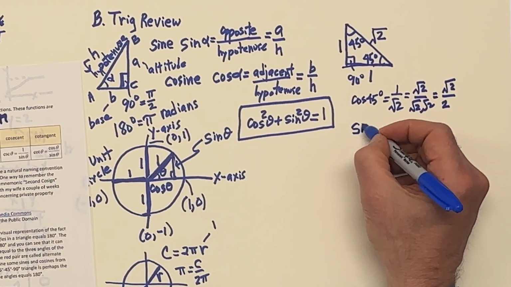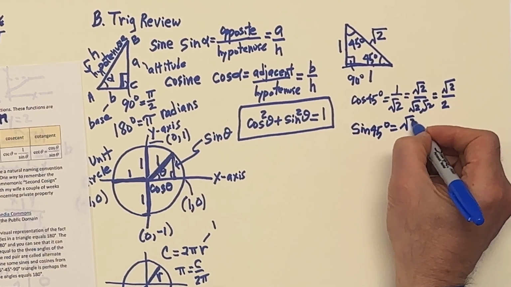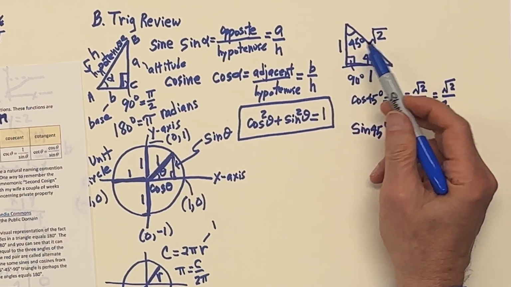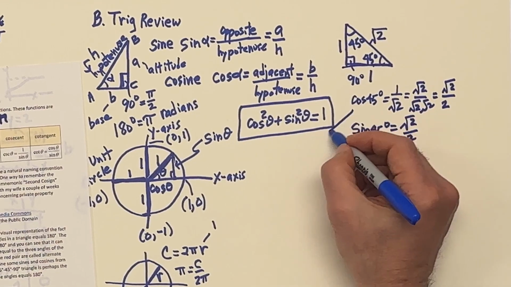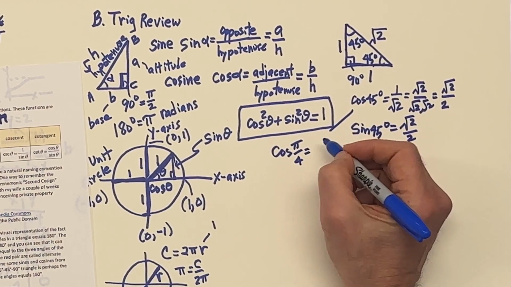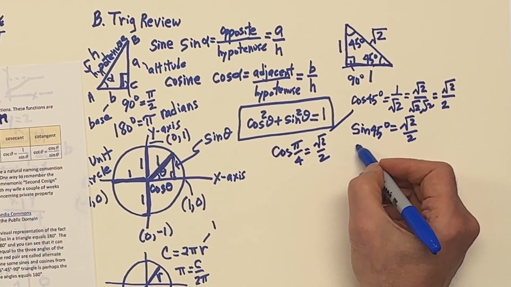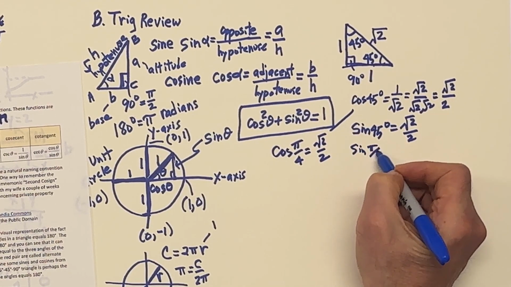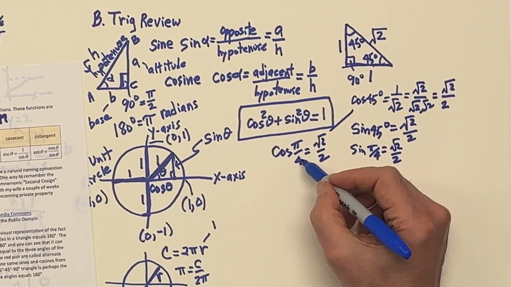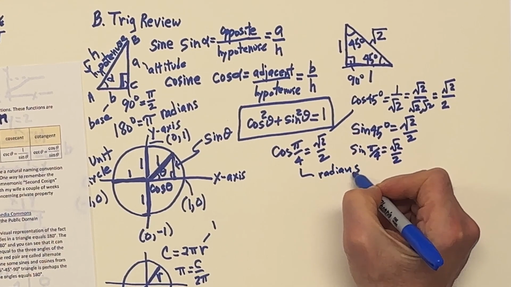And the sine of 45 degrees is equal to the same, square root of 2 over 2. The opposite side is also 1. So you might see this written as the cosine of pi over 4 equal to square root of 2 over 2, and the sine of pi over 4 is the square root of 2 over 2. And radians would be applied if we did that.